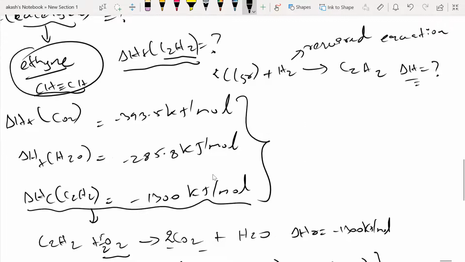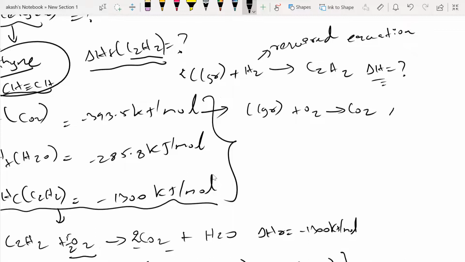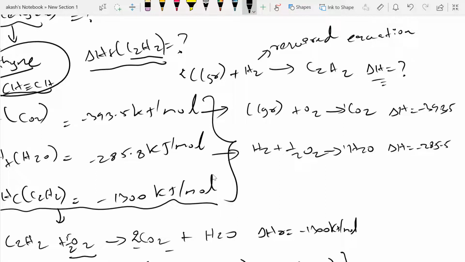Now let us write the equation for this: enthalpy of formation of CO2. We have carbon in the form of graphite reacting with O2 to form CO2, and that enthalpy value is given as minus 393.5. Now let us write this reaction also, formation of H2O: H2 plus half O2 giving H2O. Again, you have to make sure that only 1 mole of product is formed. That's why I'm making it half O2. The enthalpy value is given to us as minus 285.5.